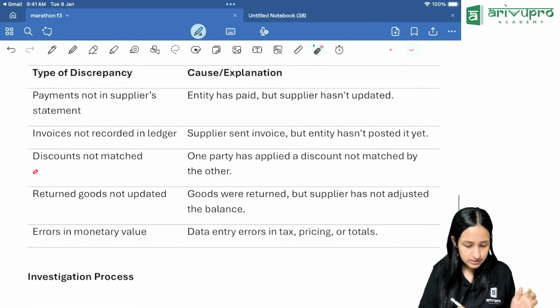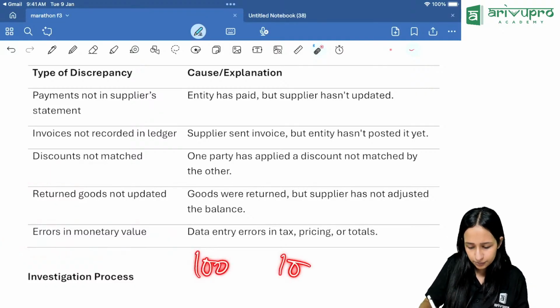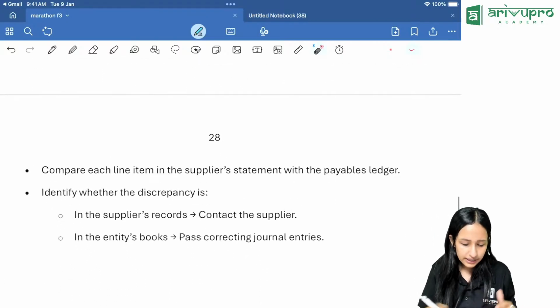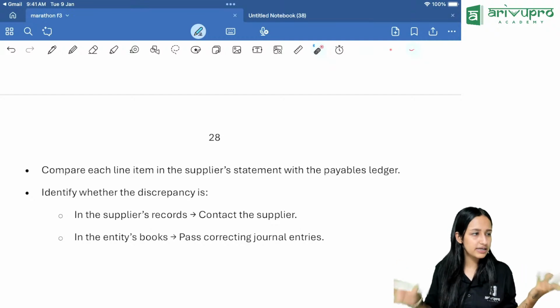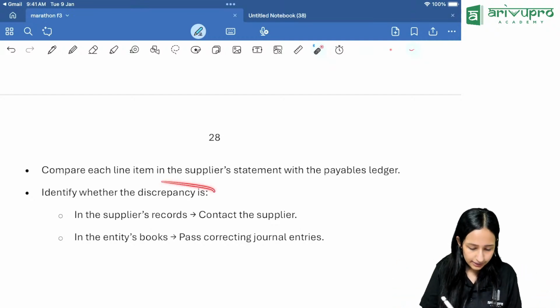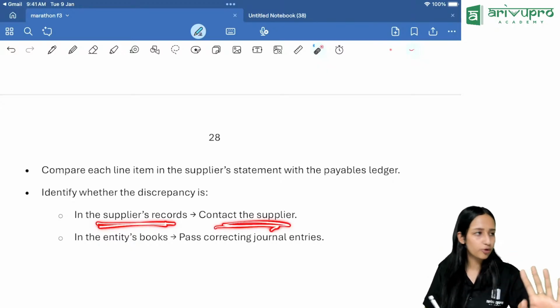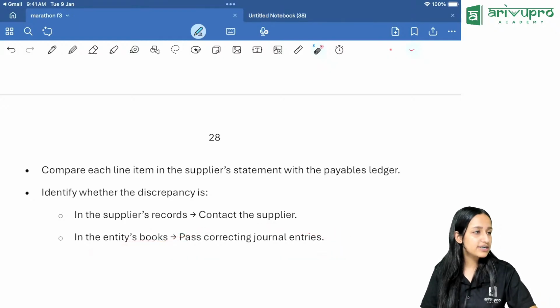Okay. Discounts are not matched and maybe there are errors in monetary value. It's supposed to be 100, but we put 1000 or something like that. These small mistakes, that's it. How do you investigate it? Each line you will compare with the supplier's ledger, the payables ledger and the supplier statement, and then you will identify where the discrepancy is. If it is the supplier's records, you contact the supplier and say, please change it. Please do your job properly. And if it's the entity's books, then we'll apologize for our mistake and make the correct journal entries.